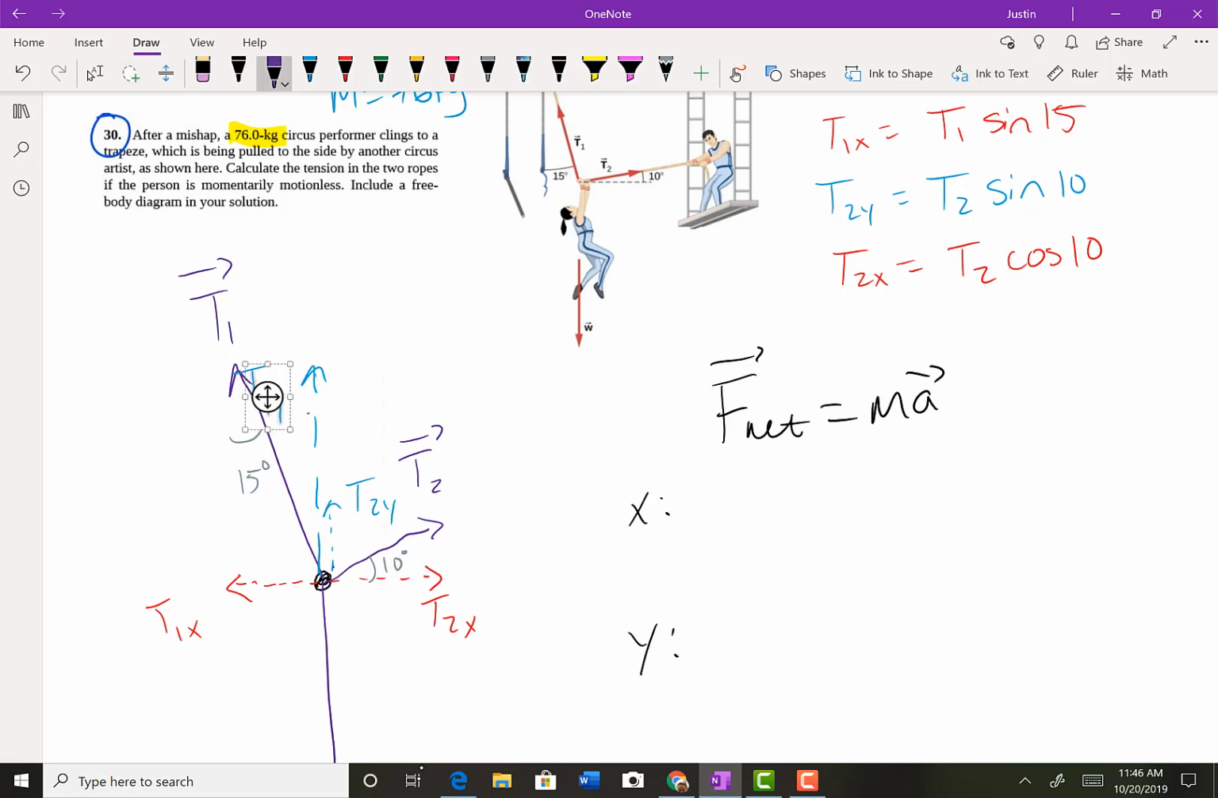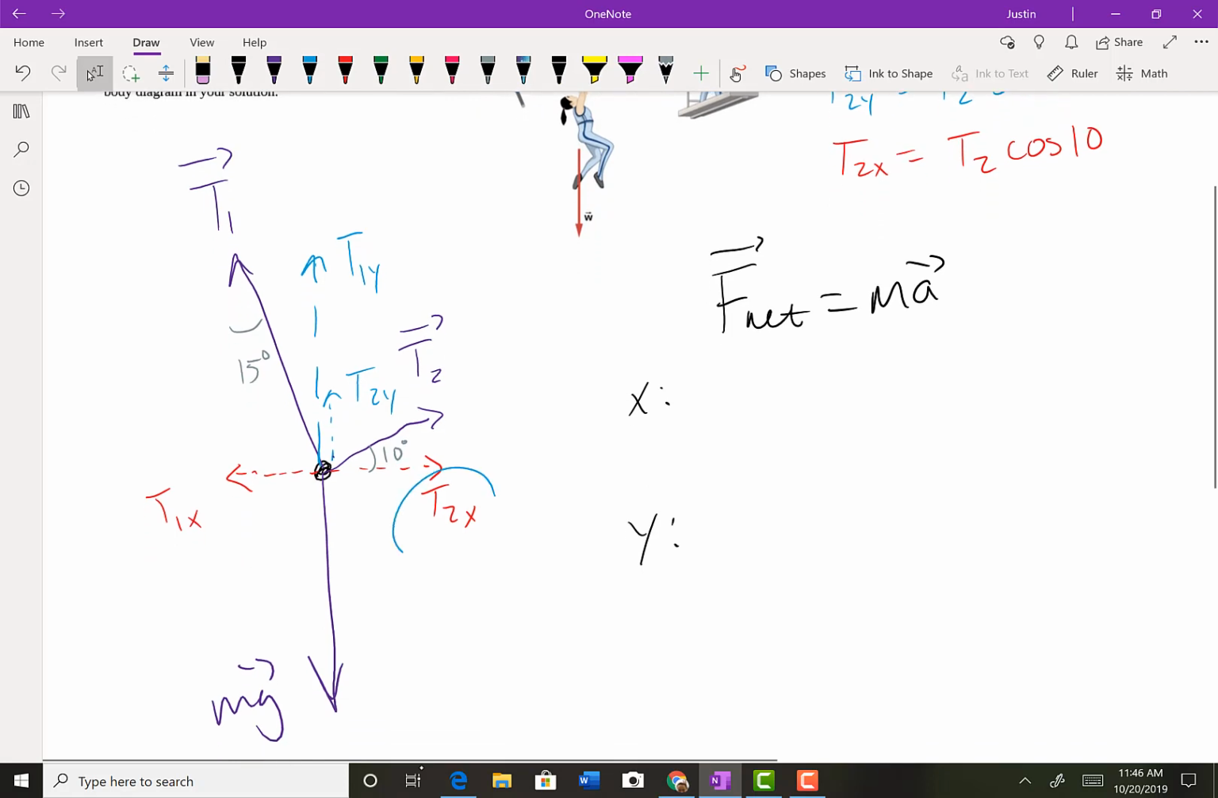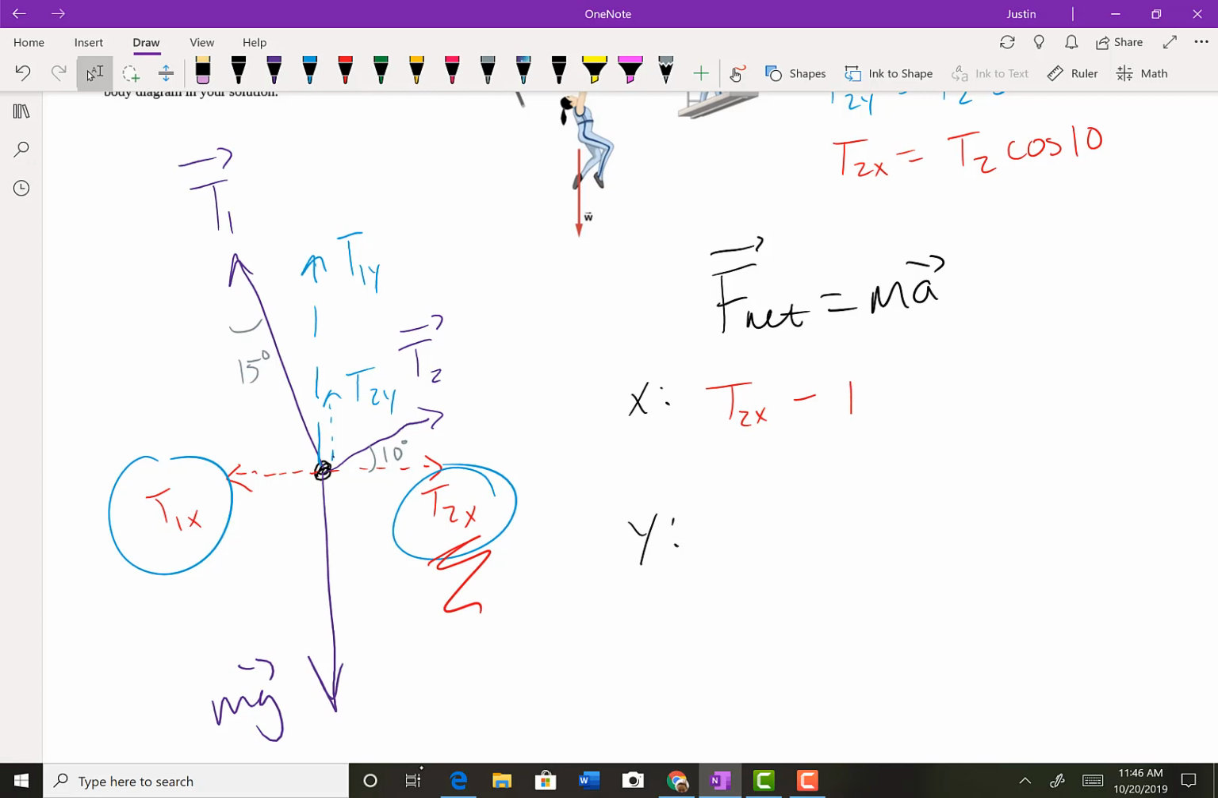And T1Y. And there we go. So in the X direction, you can see that it's really just the battle of these tension forces along X. So it's going to be T2X, that's the one going in the positive direction there, minus T1X, and that's going to equal, in equilibrium, the acceleration is 0, and 0 times the mass is going to be 0. All right, let's do the same thing in the Y direction.